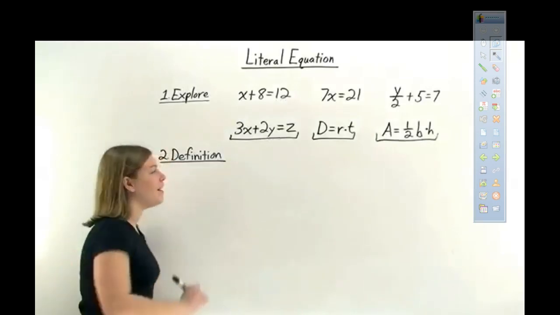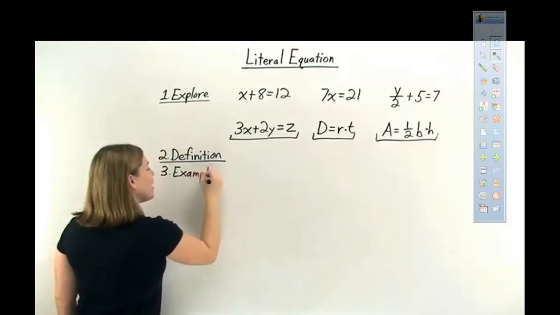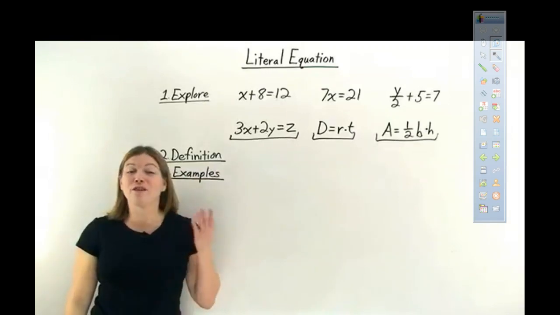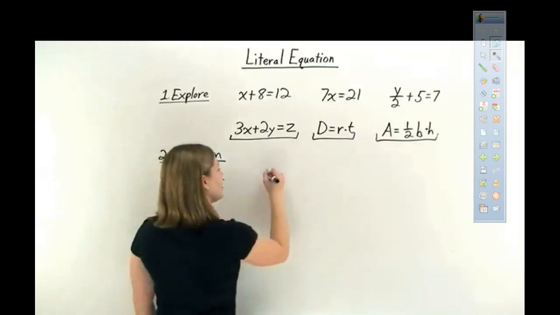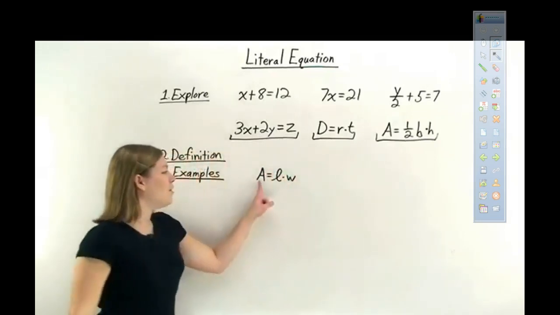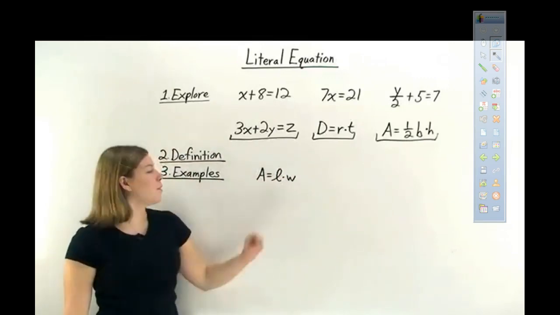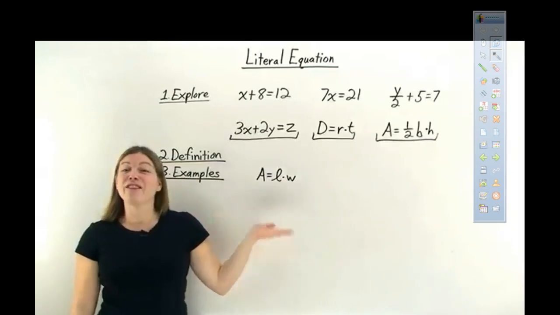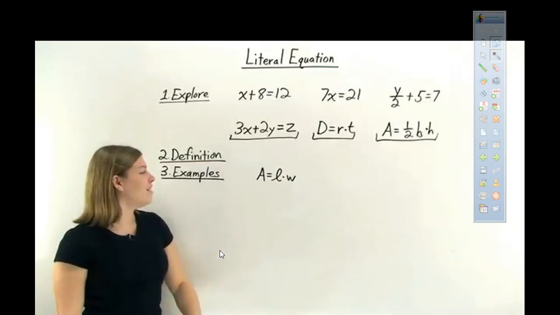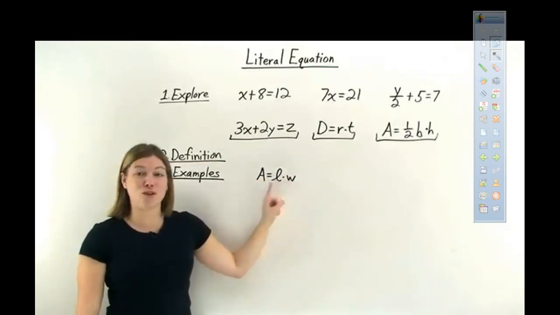Now, to help us gain a little better understanding of these literal equations, let's go ahead and take a look at some more examples. The most common type of literal equation is a formula. So let's look at some of those. Here we have A equals L times W. We can see this is an equation where the left and right-hand sides are equal. And we have more than one variable, A, L, and W. So this is a literal equation. This is actually the formula for the area of a rectangle. In this formula, A stands for the area, L stands for the length, and W stands for the width.